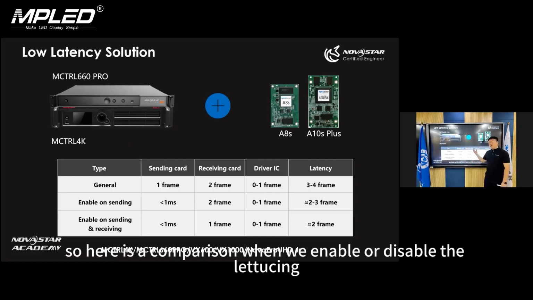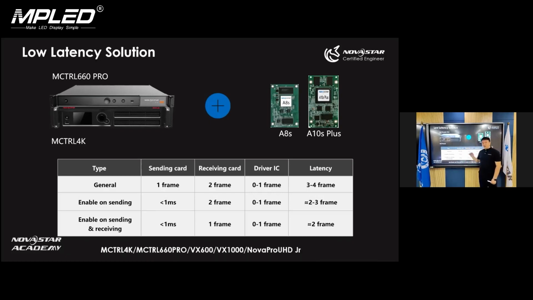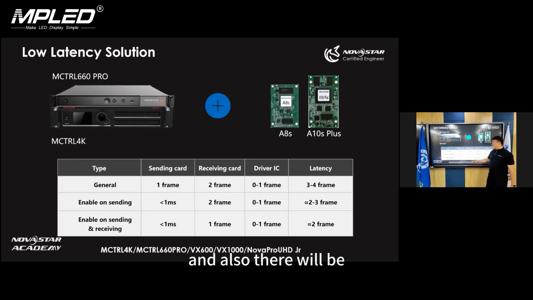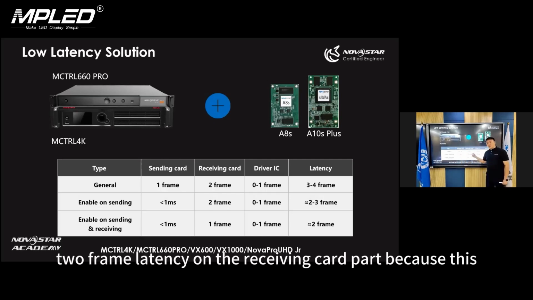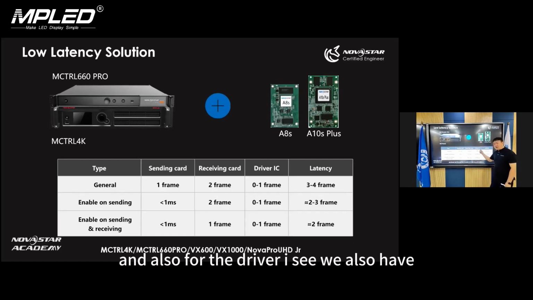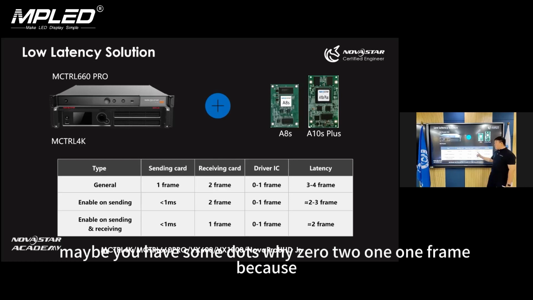So here is a comparison where we enable or disable the latency. For a general project, there will be 1 frame latency on the sending card part, and also 2 frames latency on the receiving card part, because these two parts both need to process the data. And for the driver IC, we also have maybe 0 or 1 frame latency. Maybe you have some doubts: why 0 to 1 frame?